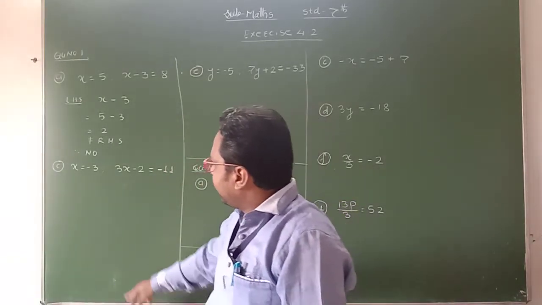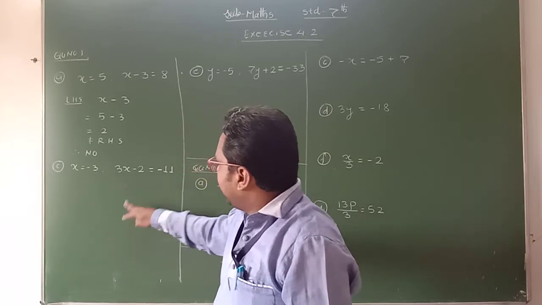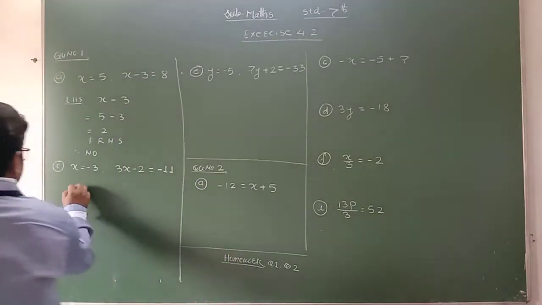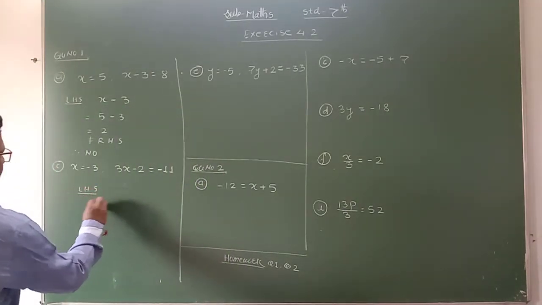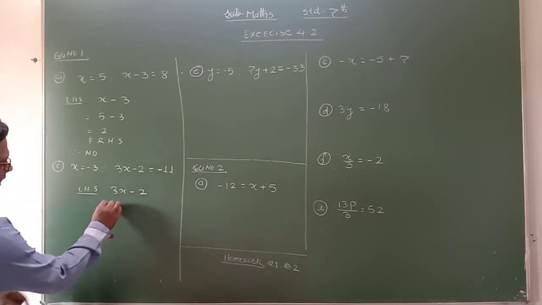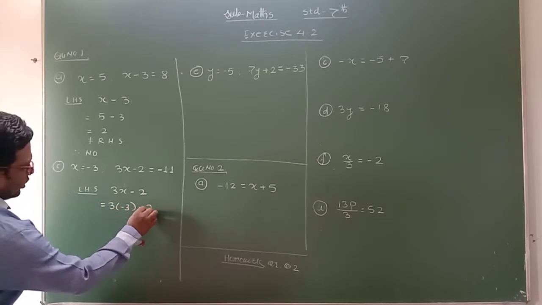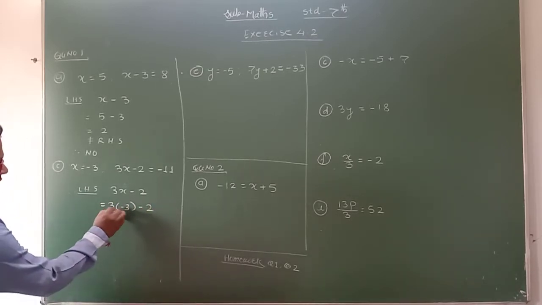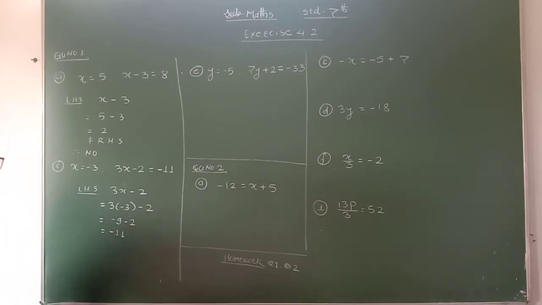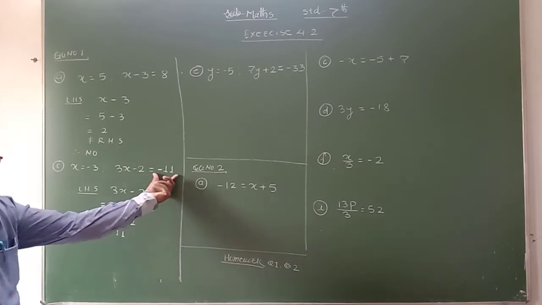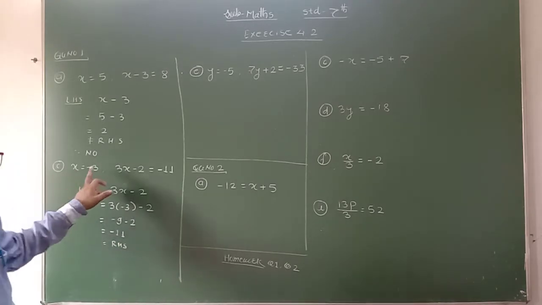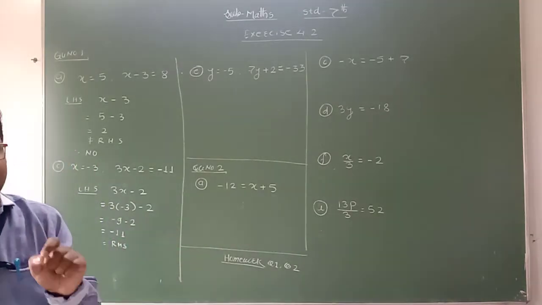See the next example, x is equal to minus 3 is given. The equation is 3x minus 2 is equal to minus 11. Similarly here we take the left hand side of the equation, that is 3x minus 2. Then we put the value x is equal to minus 3. 3 into minus 3 is minus 9, minus 2 is equal to what? Minus 11. This is the right hand side. Therefore x is equal to minus 3 is the solution of the given equation.